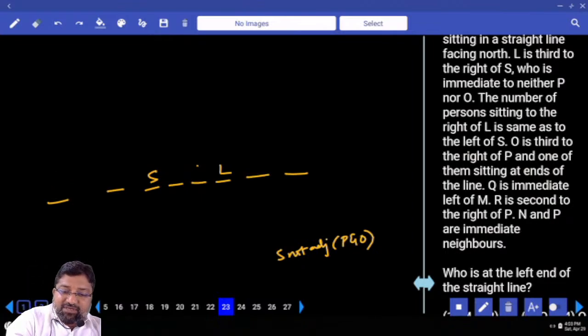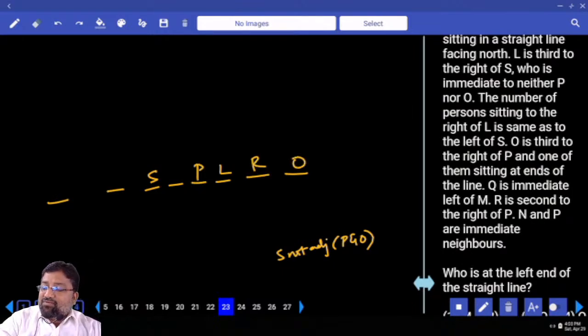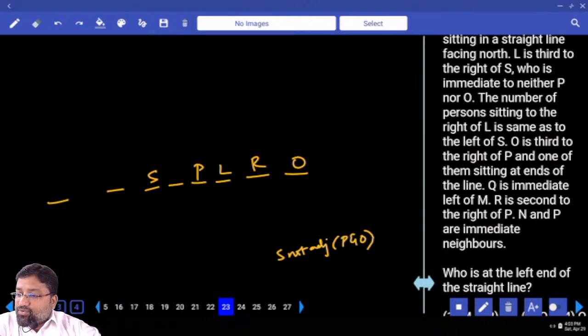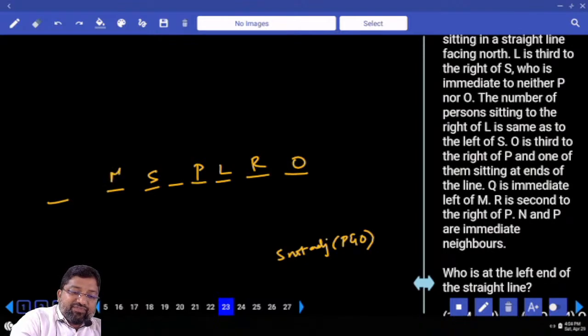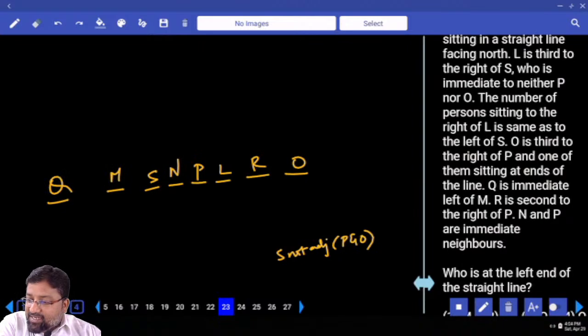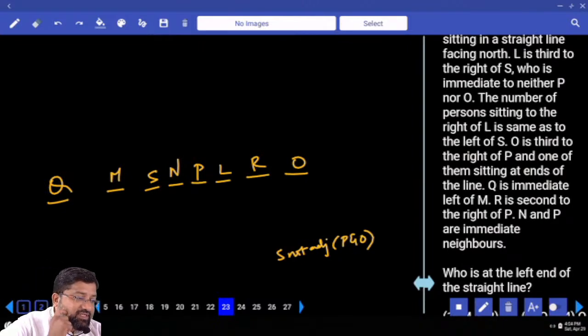For P, there is only one chance. This is O, this is R. What was the point before that? Q is immediate left of M. There is only one person left out and he is N. And the last point says N and P are immediate neighbors.